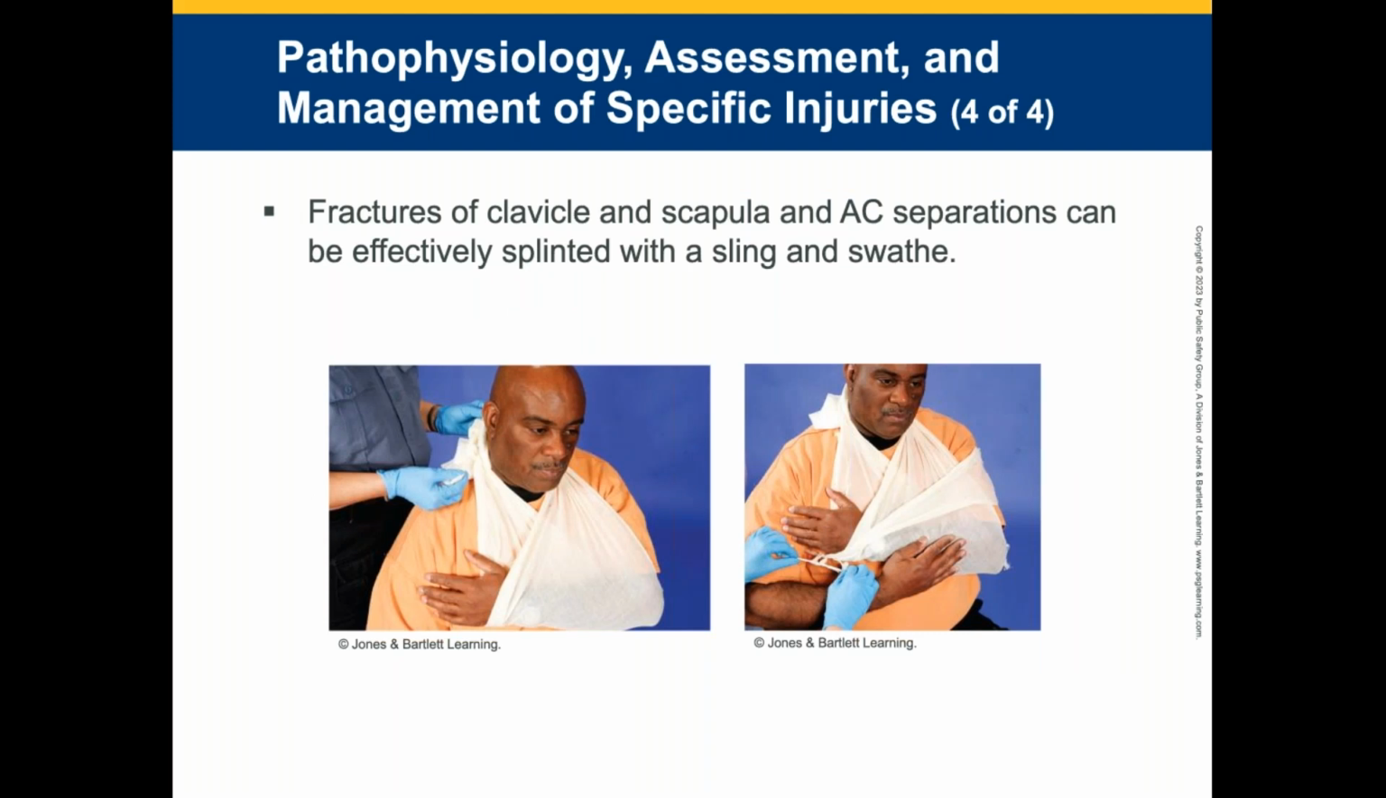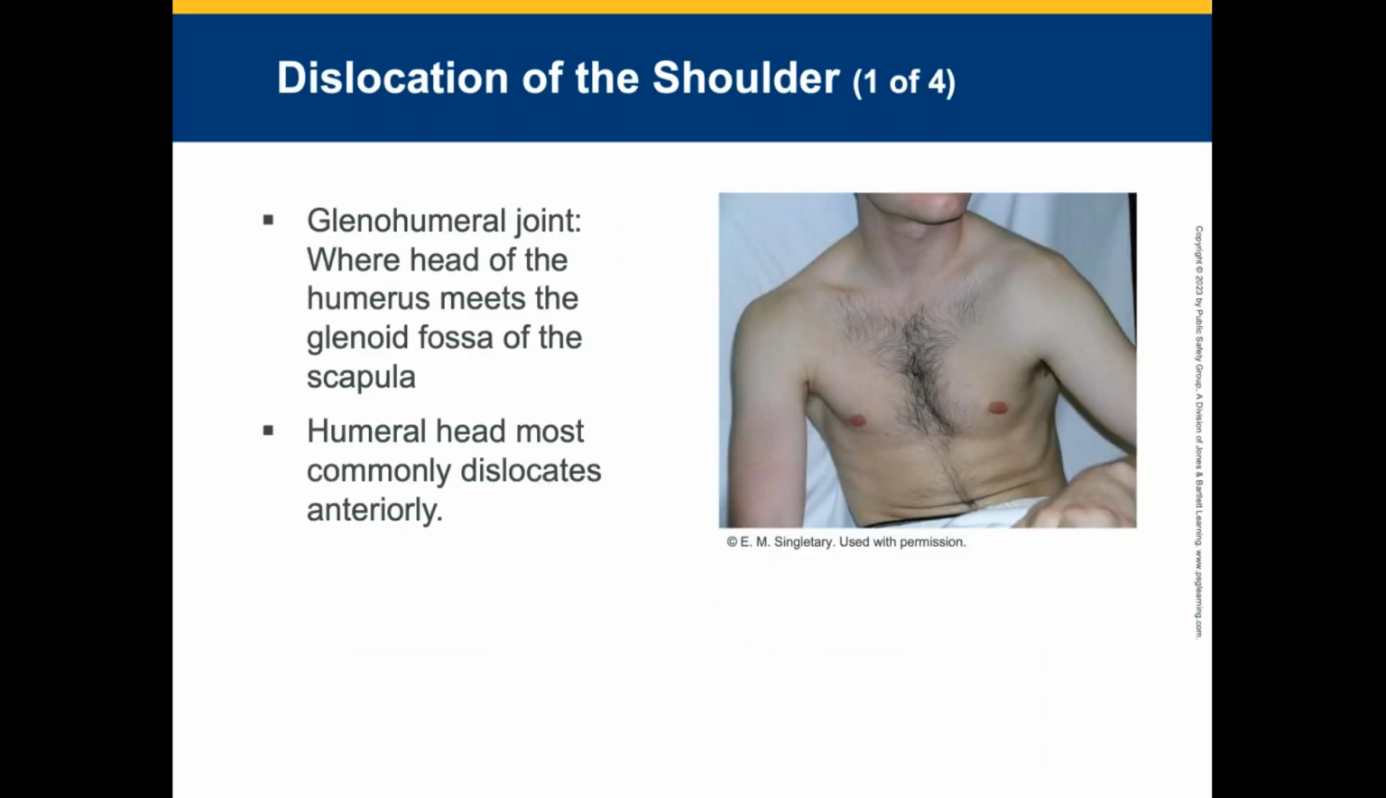Fractures of the clavicle, scapula, and AC separations can be effectively splinted with a sling and swath, as you can see here. So be familiar with that type of splint. Dislocation of the shoulder is the same thing as well. As you're looking at the shoulder here, you can see the dislocation, looking at how it drops down farther. The most commonly dislocated large joint in the body is the shoulder. So splint it. The humeral head is most commonly dislocated. The humeral head will pop out in this direction here and drop the shoulder at a downward angle.